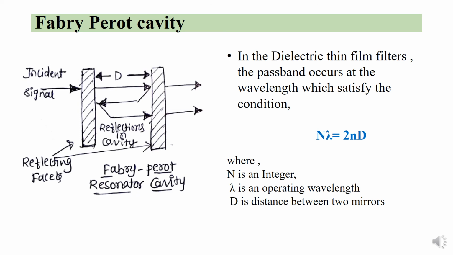For these dielectric thin film filters, the passband occurs at wavelengths satisfying the condition n lambda equals 2 n d, where n is an integer, lambda is the operating wavelength, and d is the distance between the two mirrors. Such dielectric thin film filters are used in multiplexing and selected wavelengths and demultiplexing networks.